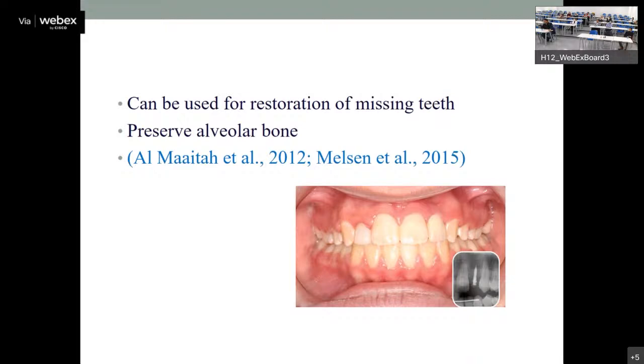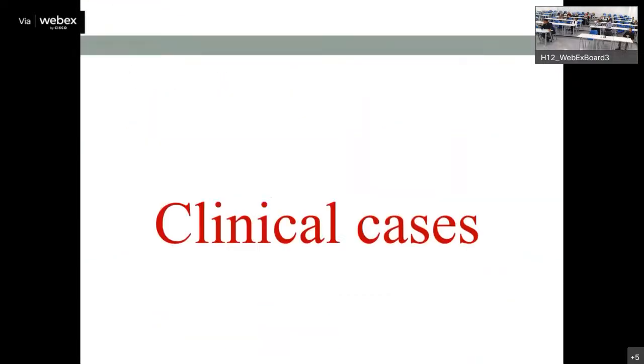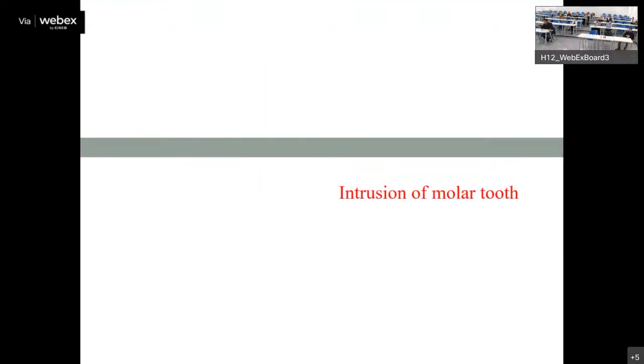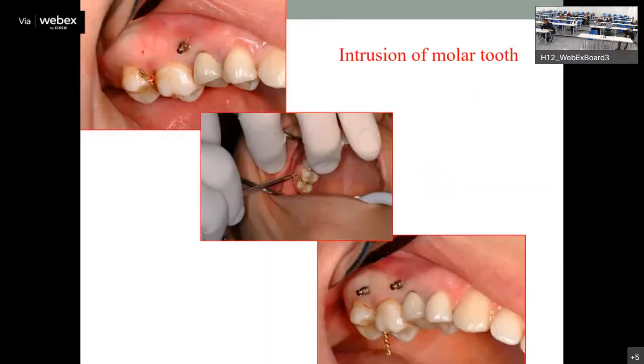Because what's the common problem? Alveolar bone resorption. When you see the patient at 18 or 19 years old, you will find that the alveolar bone has resorbed, and you will need to do an alveolar bone graft in order to be able to insert your implant. So let's show some clinical cases, and let's start with intrusion of a molar tooth.